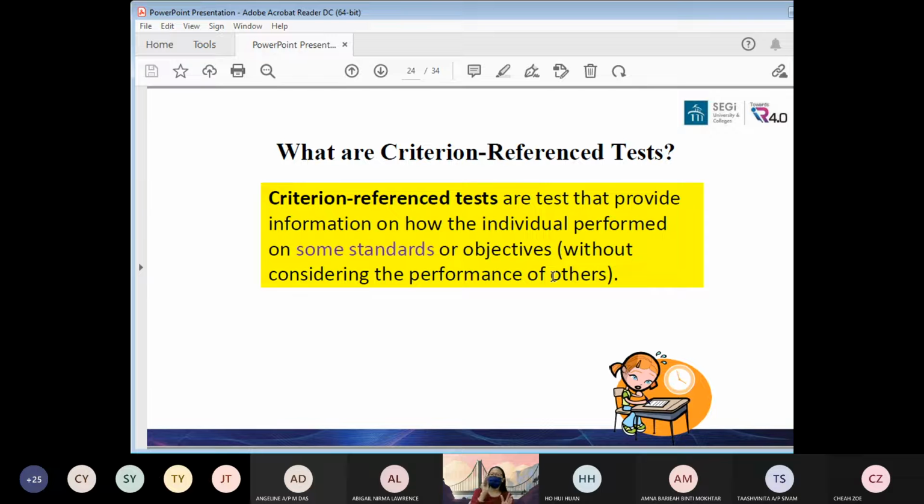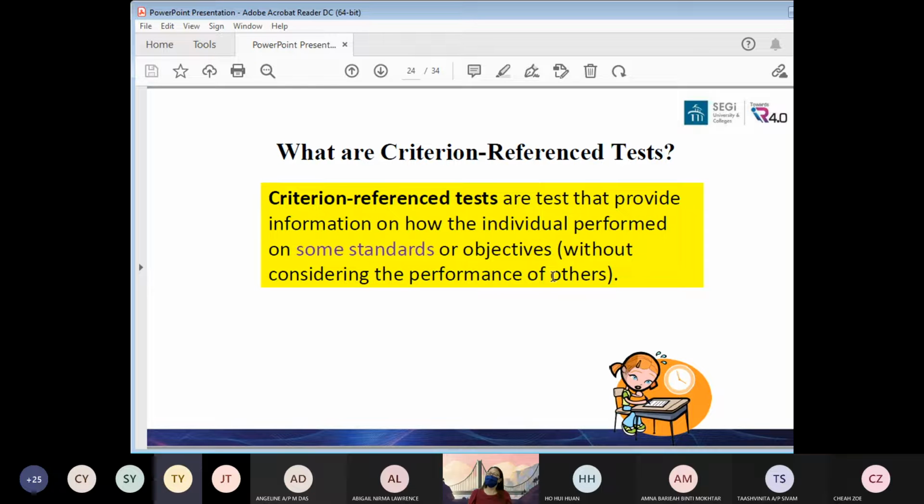It is not comparing you with another person. Got it? Miss, can you repeat again? Criterion reference test is not comparing you with other students. That's the difference between norm and criterion. It's not comparing you with other students. It's just how you have done for your own test.